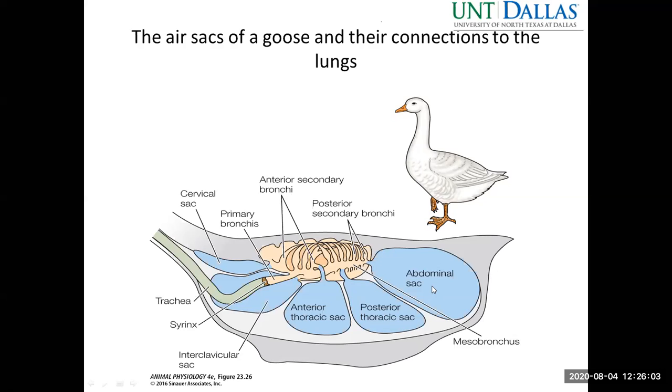We have the abdominal sac, the posterior thoracic sac, and the anterior thoracic sac that connect to various anterior secondary branch bronchi. So the posterior air sacs, the posterior thoracic sacs, connect to the posterior portion of mesobronchi. The air sacs are actually thin-walled, poorly vascularized structures that play a vital role in gas exchange between the air and blood. So they are essential for breathing.